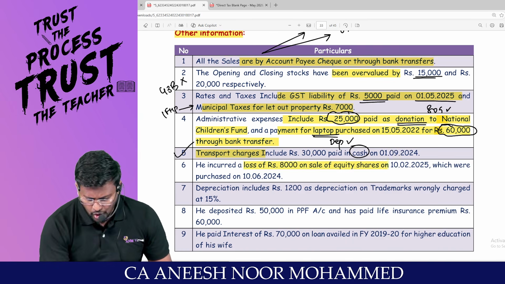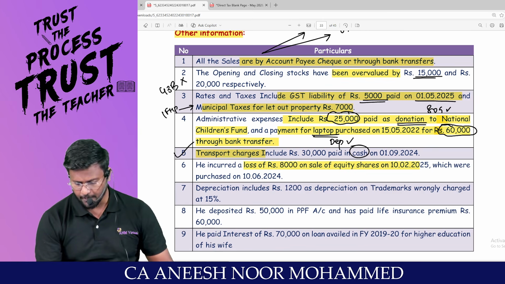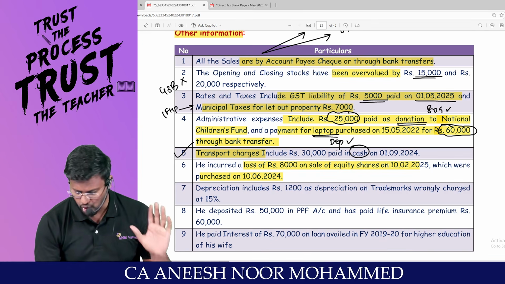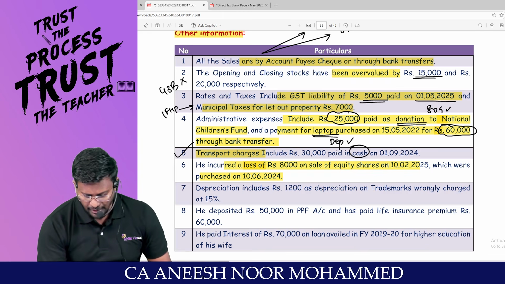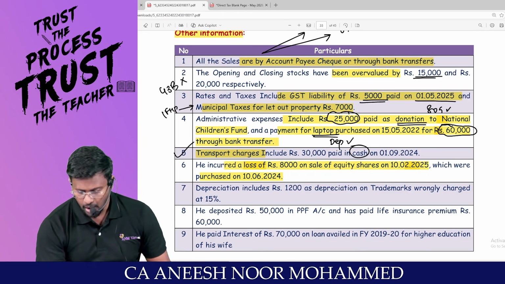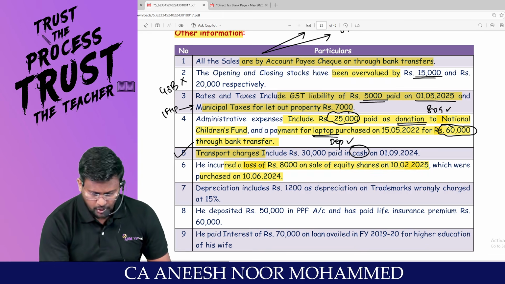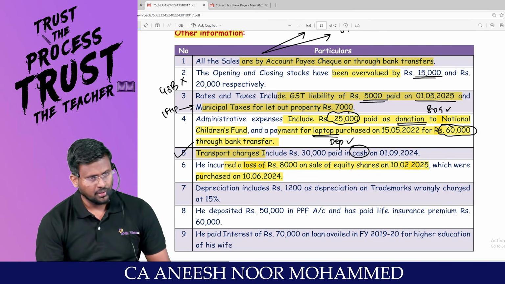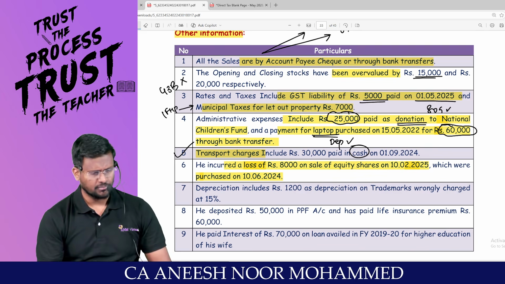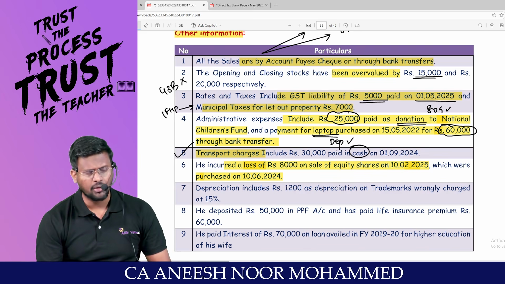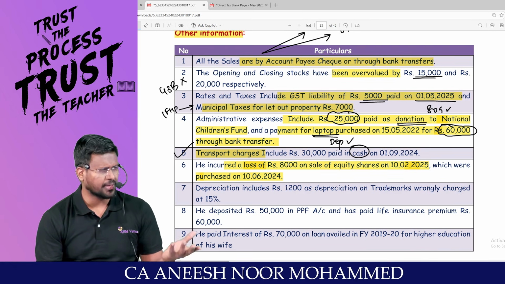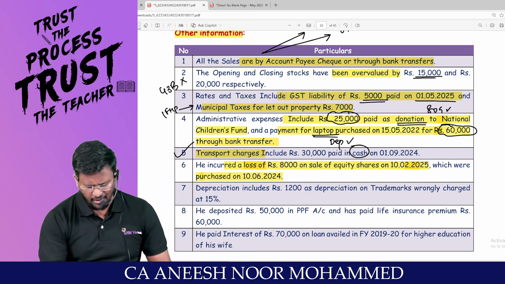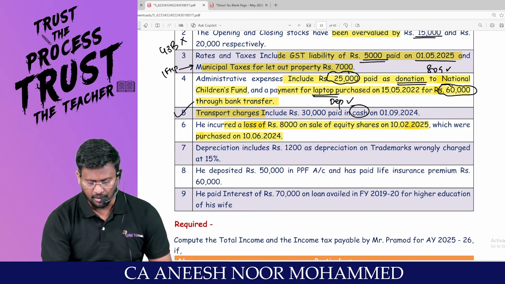He incurred a loss of rupees 8,000 on sale of equity shares, which were purchased on 10/6. Sir, is it a long-term capital loss? He incurred a loss of 8,000 on sale of equity shares on 10/2/2025, which were purchased on 10/6/2024. Is it a short-term or long-term capital asset? Short-term. Short-term capital loss can be set off against either short-term capital gain or long-term capital gain. We have to check the other information. Till now, nothing is there.